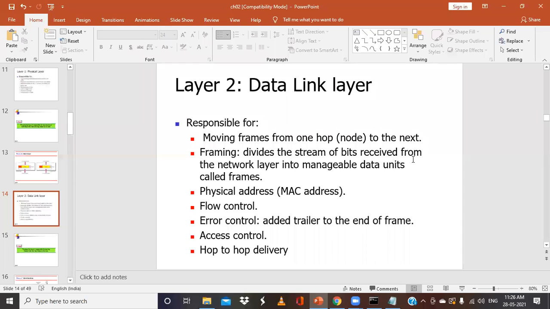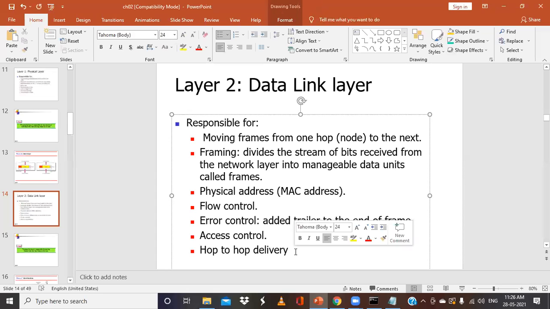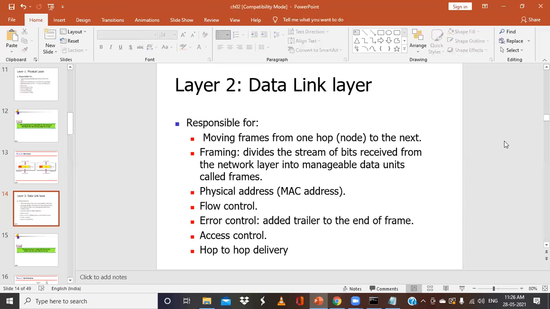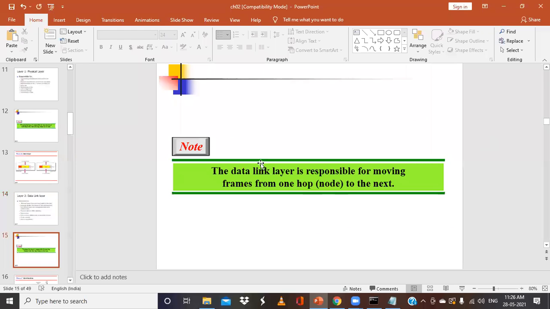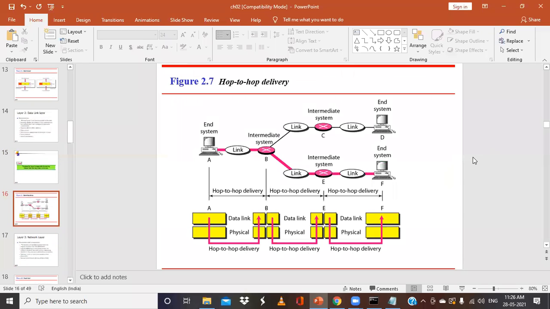Yes, sir. Now the next thing is how it transfers the data. For that we call it hop to hop delivery of these frames. The data link layer is responsible for moving frames from one hop to the next hop. So let us take this example and try to understand it.